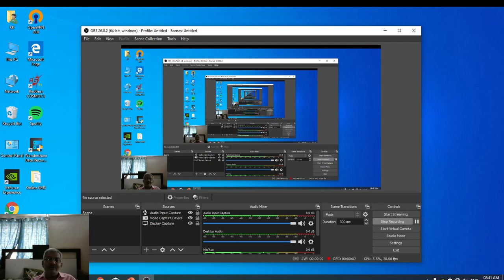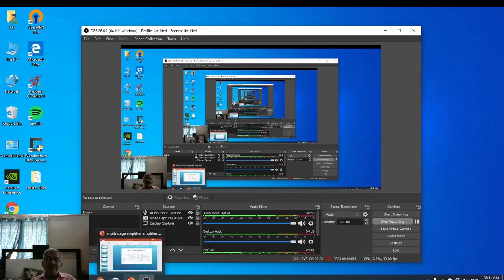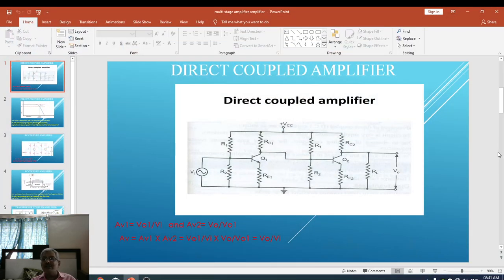Dear students, we are meeting after a gap of 1 week to continue with topic number 3, named as transistor amplifiers. And in the last period, we studied about the Darlington pair amplifier, and we have introduced the multi-stage amplifiers.